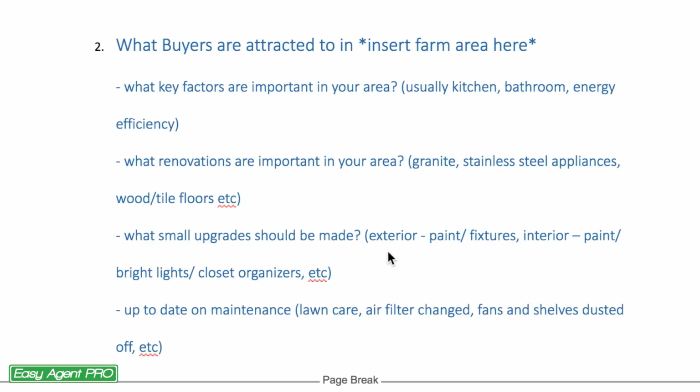And you also want to talk about maintenance, so lawn care and air filters being changed and fans and shelves dusted off, making sure everything is clean inside of the house. And when a buyer goes into your house and they turn on a faucet when they're walking through the house, make sure that that faucet works. Make sure if they're flushing the toilets work. Small things like that anybody would be wanting to live there, they would be looking out for these types of things.